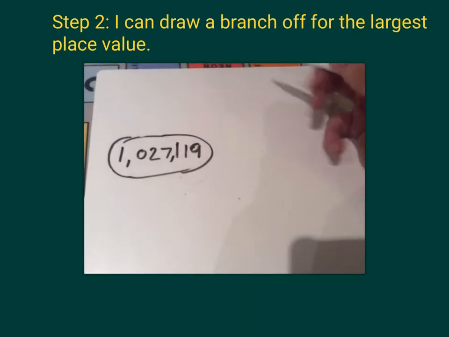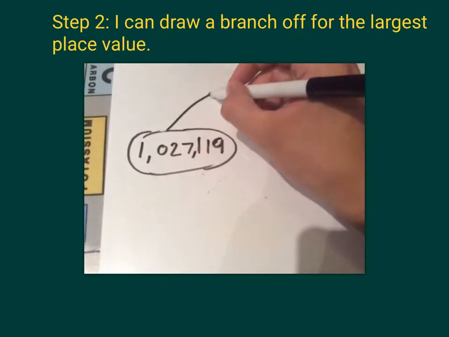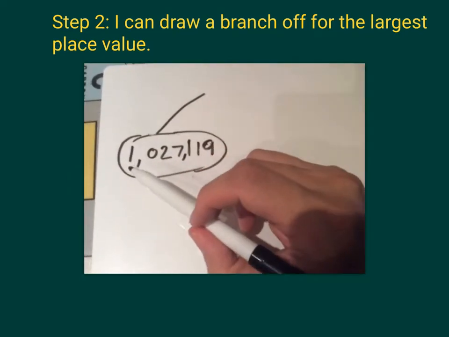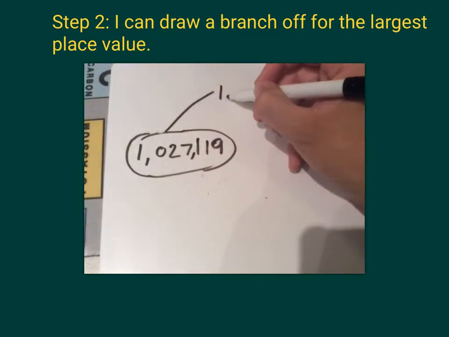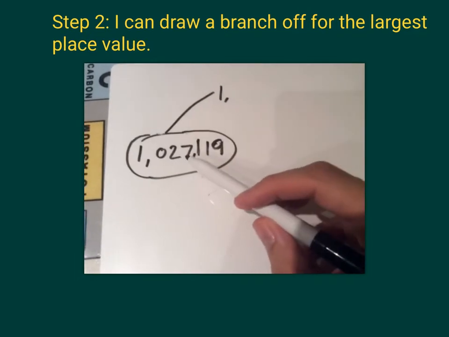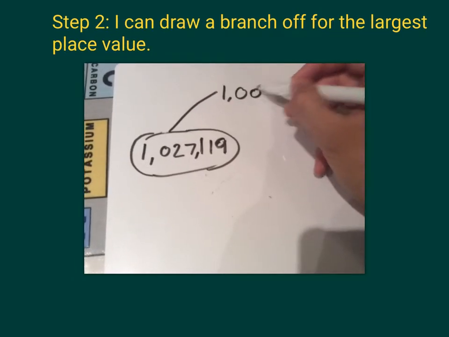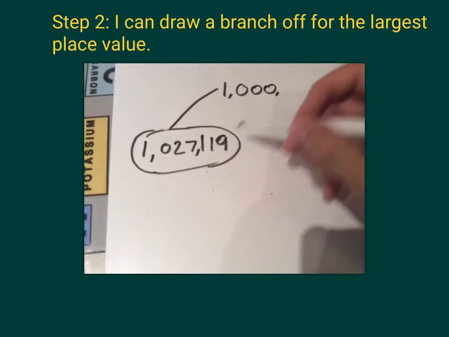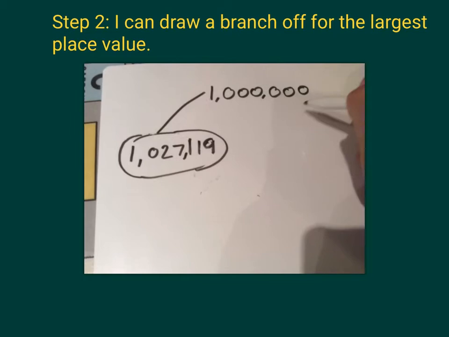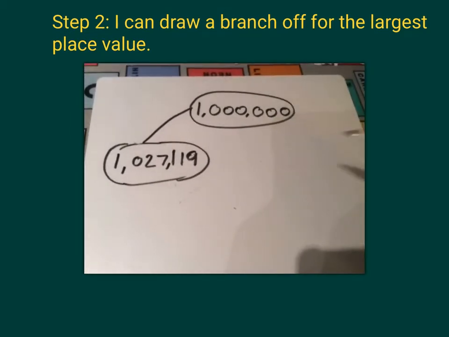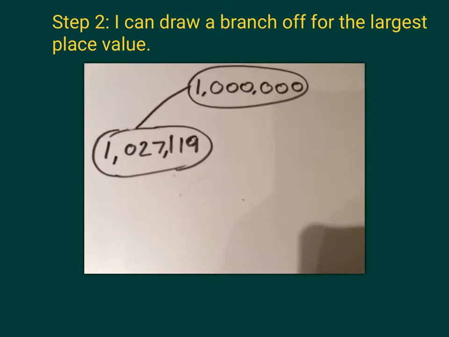Step 2. I can draw a branch off for the largest place value. So we're going to draw a branch off of our bubble, like so. And the largest place value is obviously the number on the left, so it's this number here. Inside the next bubble, we're going to put a 1. And we have to remember to include all these as placeholders. So we're going to put a 0 here as a placeholder. And we've got another one, and another one, put a little comma there, and we've got 3 more that we need. So we're going to put 3 more placeholders in, like so. And then we're going to wrap this up in a bubble. So the final part of this step should look a bit like this. Right, what do we do next?